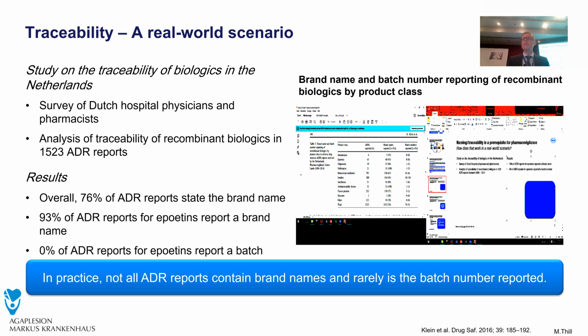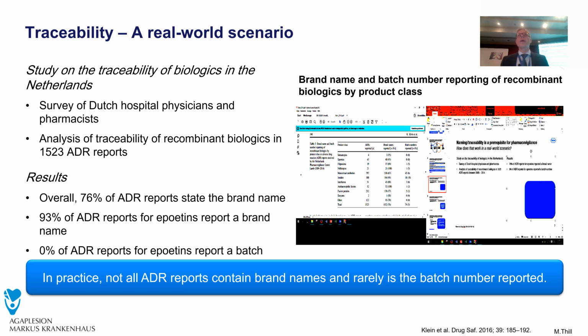And in a real-world scenario, and this is what I think is important, this is a study from the Netherlands on traceability of biologics. Here, more than 1,500 ADR reports were analyzed, and overall, in just 76% of these ADR reports, the brand name was stated. And 93 of the 80 reports for opinions had a brand name, but 0 of the 80 reports had a batch number included.